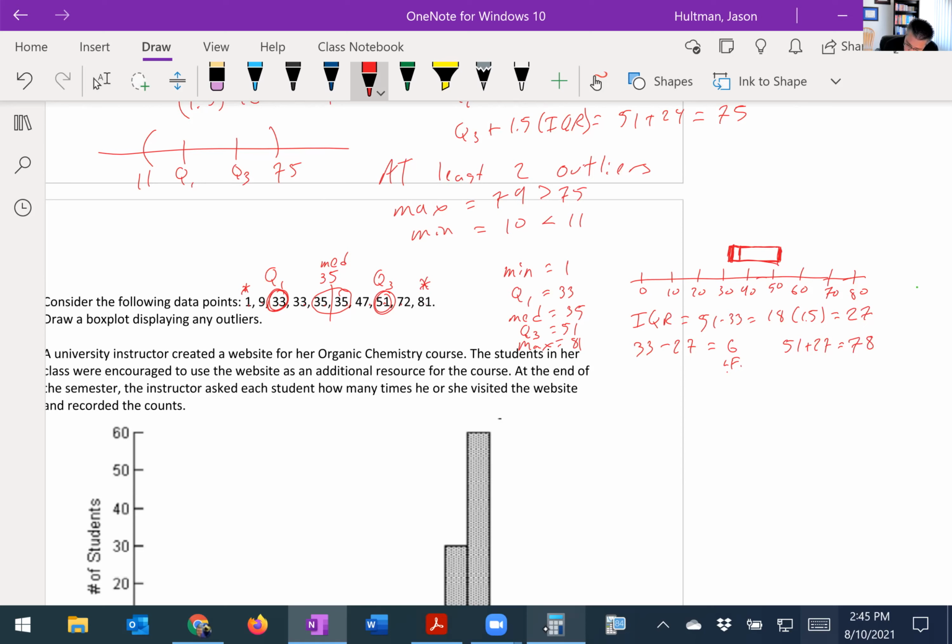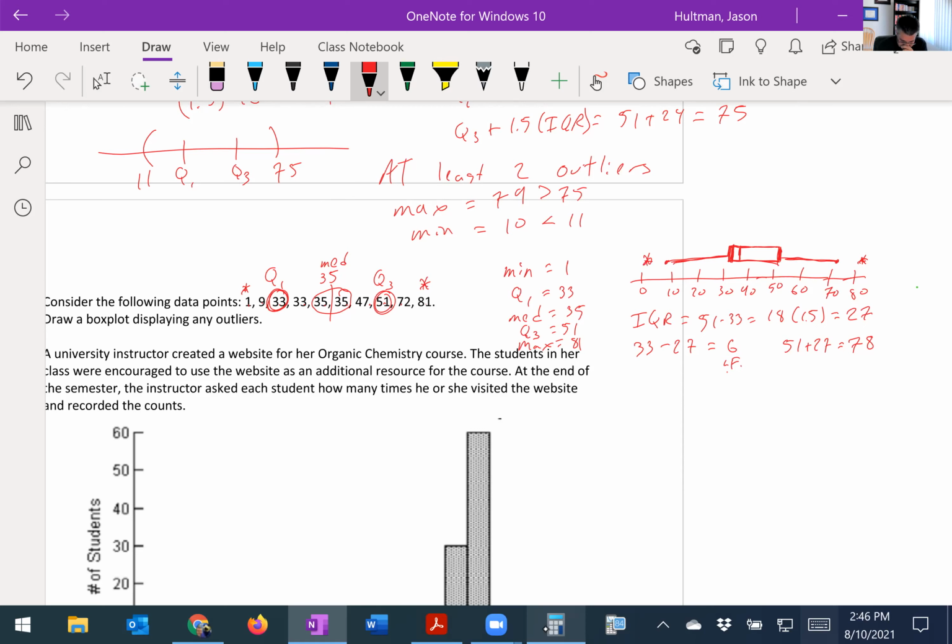So where do my whiskers go? Well, my whiskers only go up to the highest value that's not an outlier. So the highest value that's not an outlier here is 72. So if I draw a dot at 72, then my whisker goes out to 72. But that 81 is an outlier, so I'm going to star it. What about the lowest value that's not an outlier? That's 9. So I'm going to go to 9 here. Draw my whisker. And then 1 is an outlier, so we put a star there for 1.